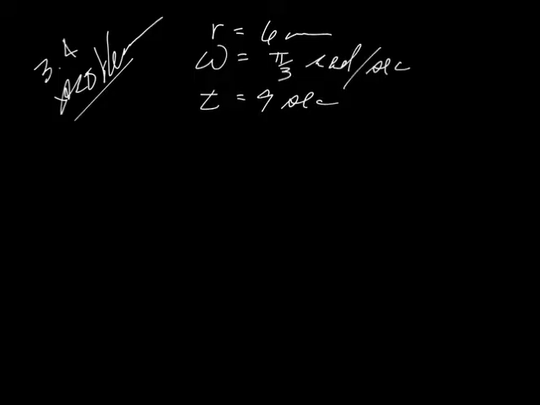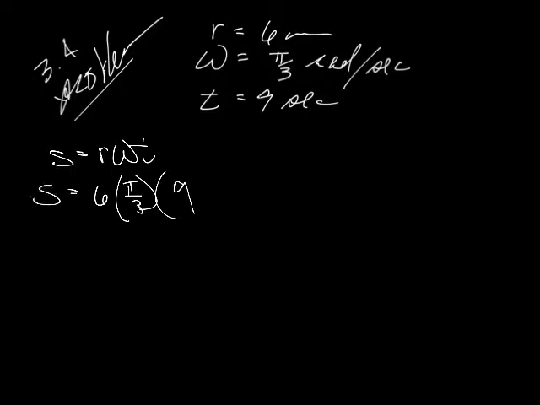And in the instructions, they're even giving you the formula. They say use the formula S equals r omega t to find the value of the missing variable. So for 19, we're just going to put 6, pi over 3, 9, and that will give us our distance. That'll give us our S.